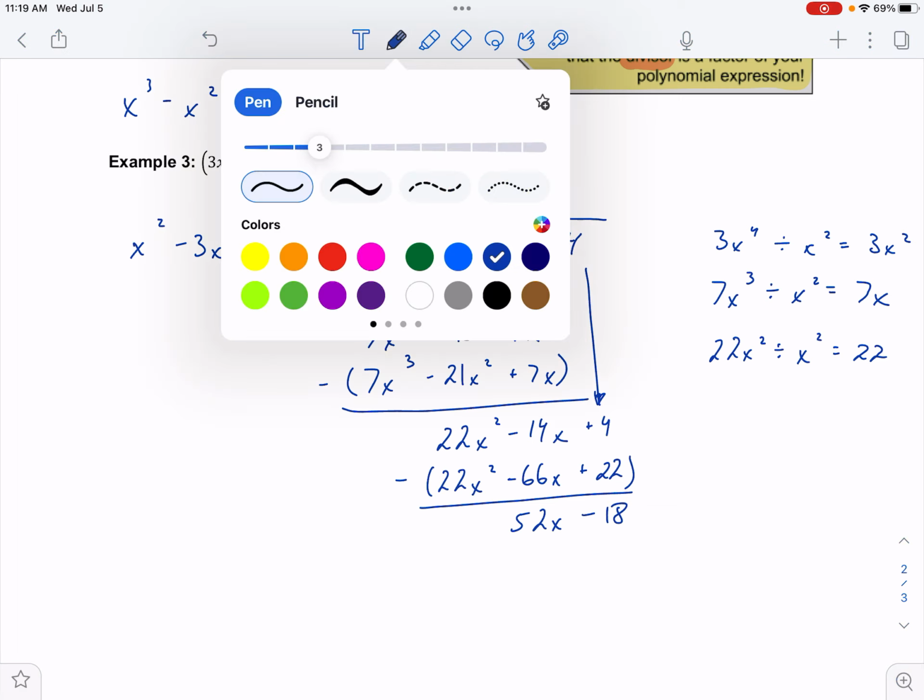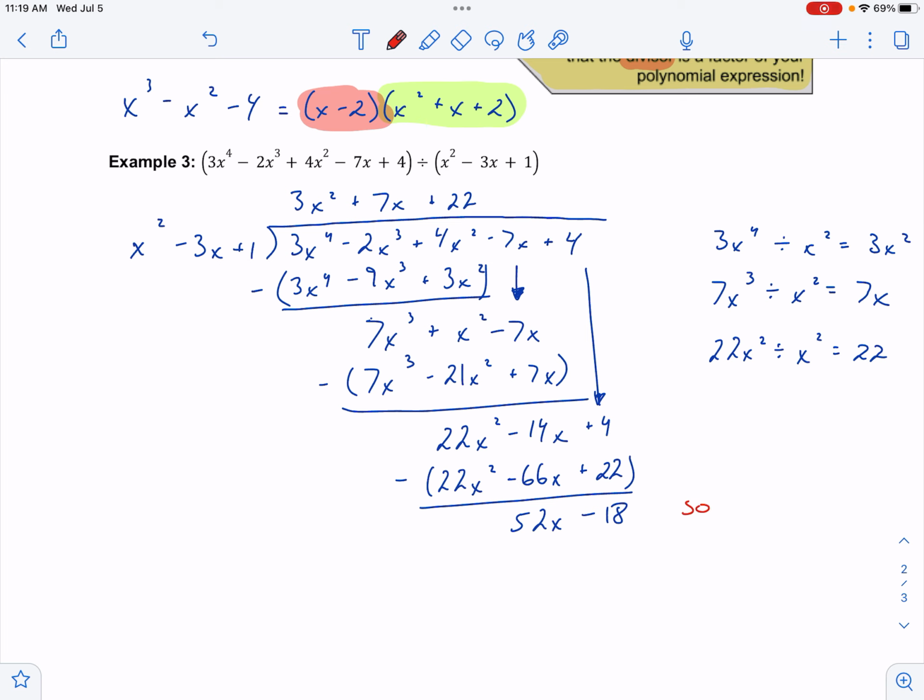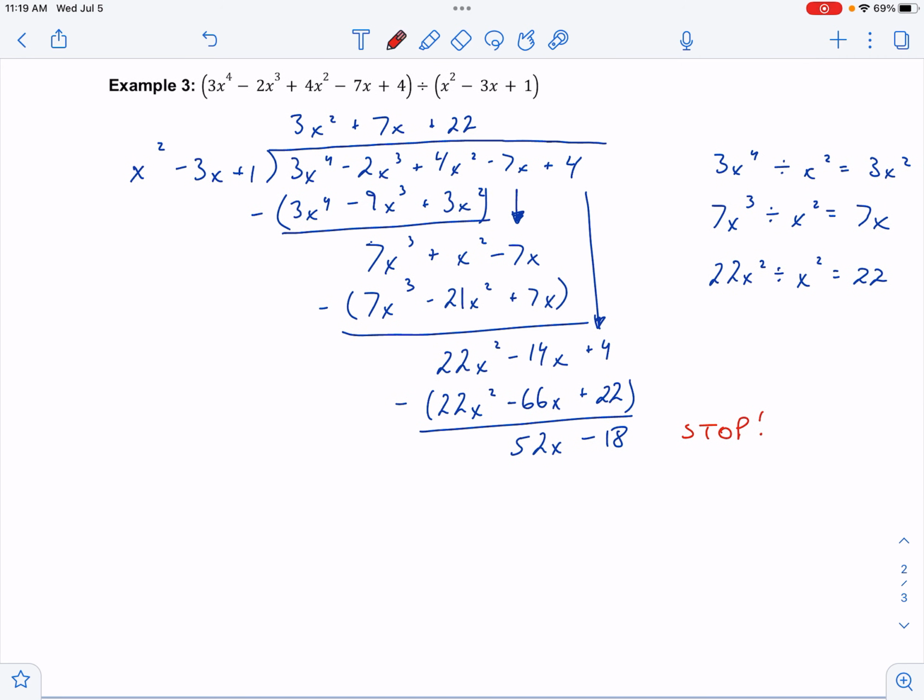And at this point in time, I stop. This term has a lower degree than my divisor. This x has a degree of 1, whereas this guy has a degree of 2. We are done. We are at our conclusion. And so we can now write out our final statement.